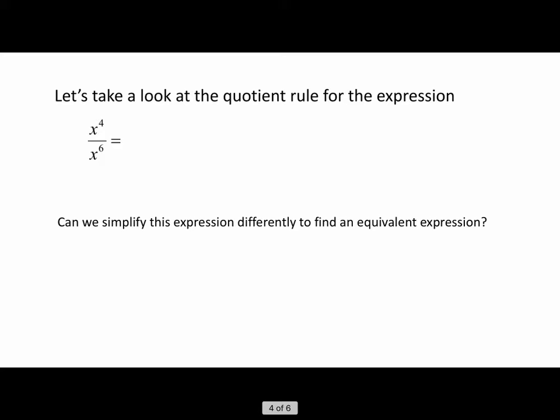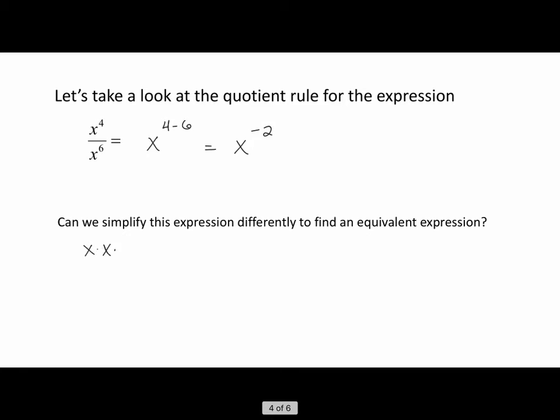So let's take a look at the quotient rule for the expression x to the fourth divided by x to the sixth. When you divide the same base, you keep that base and you subtract the exponents. You take the numerator exponent minus the denominator exponent. So that'll be 4 minus 6, which is negative 2. What if we looked at this expression a different way?